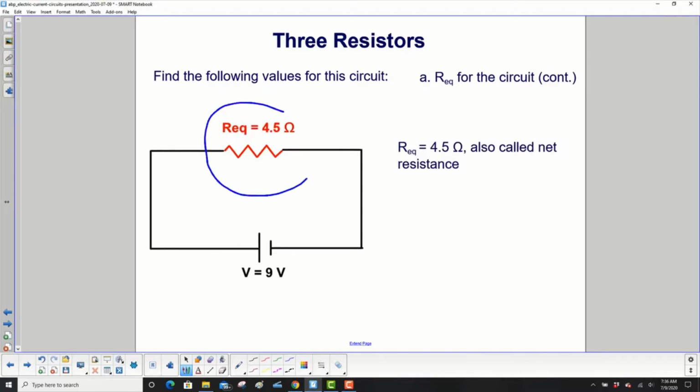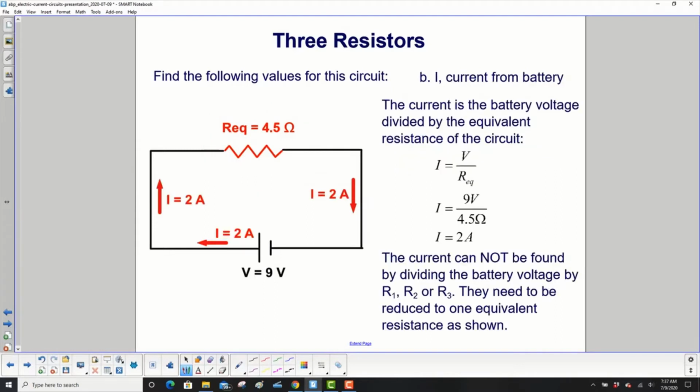We draw the final circuit analysis. We have one equivalent resistance here. Again, it's not a real resistor. It acts like the other three resistors, and it's 4.5 ohms. Different names for it: net resistance, equivalent resistor. Any one of those will work.